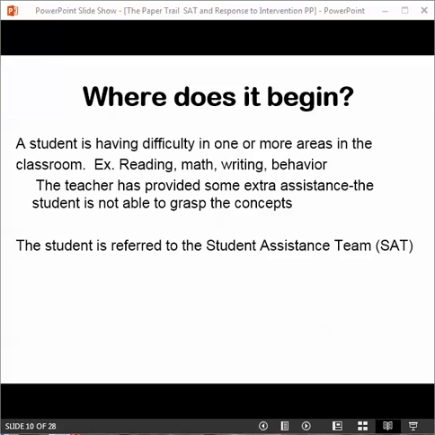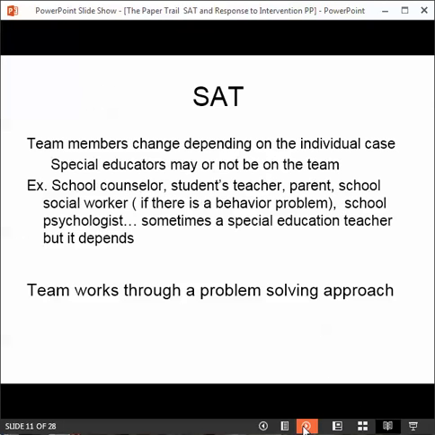This is in the new model. The team usually has a consistent member that coordinates the meetings, oftentimes the school counselor or an administrator. The other members change depending on the student and their needs. The role of this group is to gather information and determine where to start in the response to intervention process.